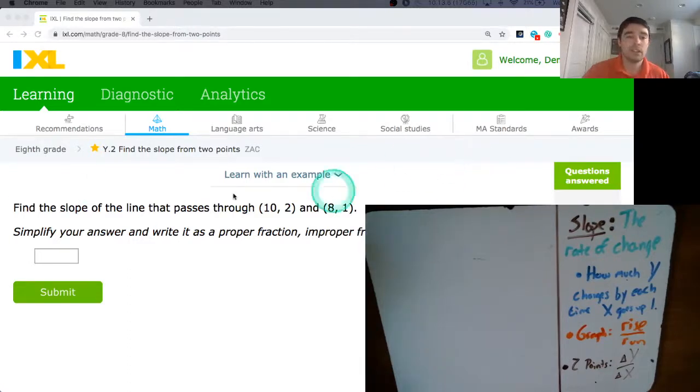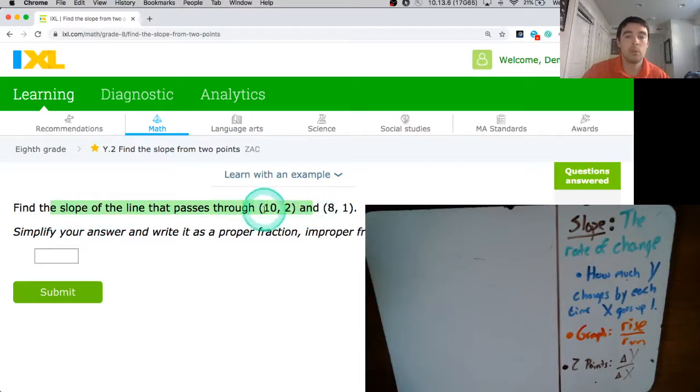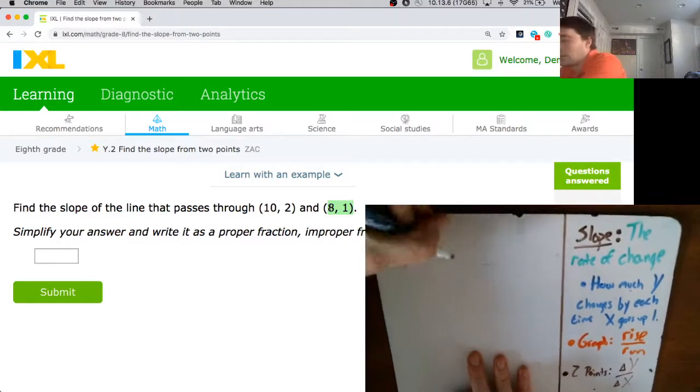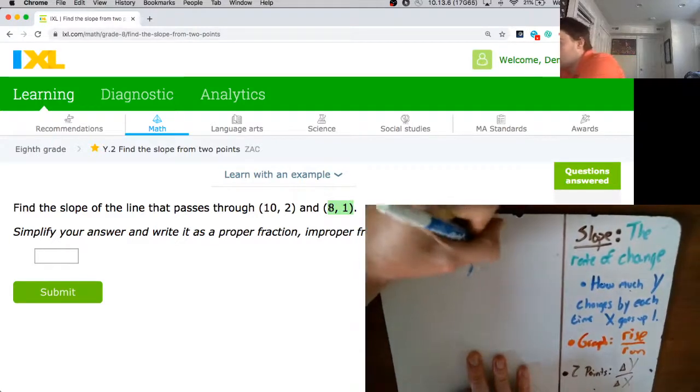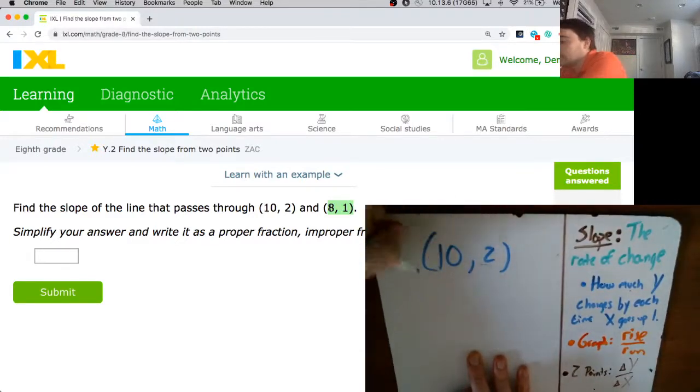The first example says find the slope of the line that passes through 2 points. The first point they list here is 10 and 2. And then they also list the second point it passes through, 8 and 1. These are ordered pairs. I'm going to write both of these ordered pairs onto my whiteboard. 10 and 2 is the first point. The second data point that this line passes through is 8 and 1.